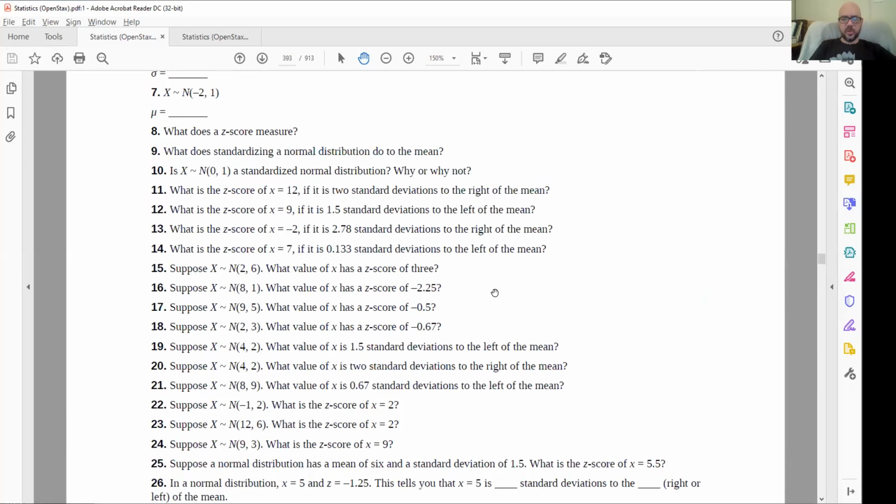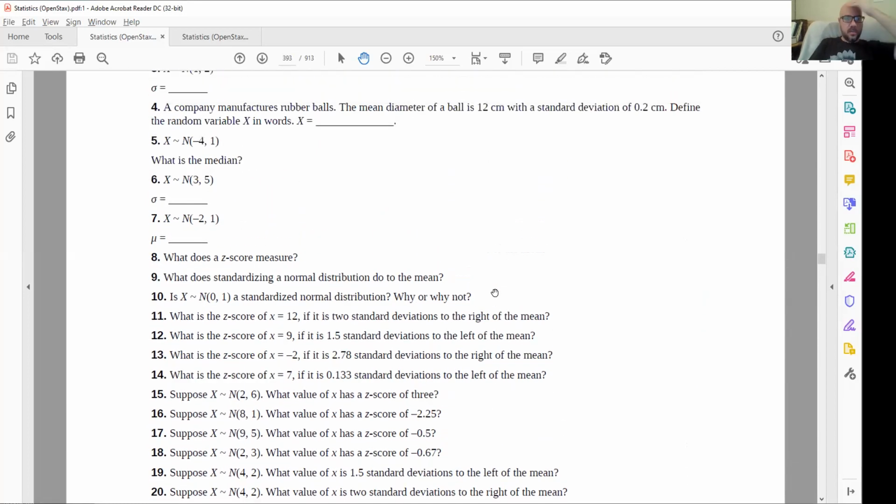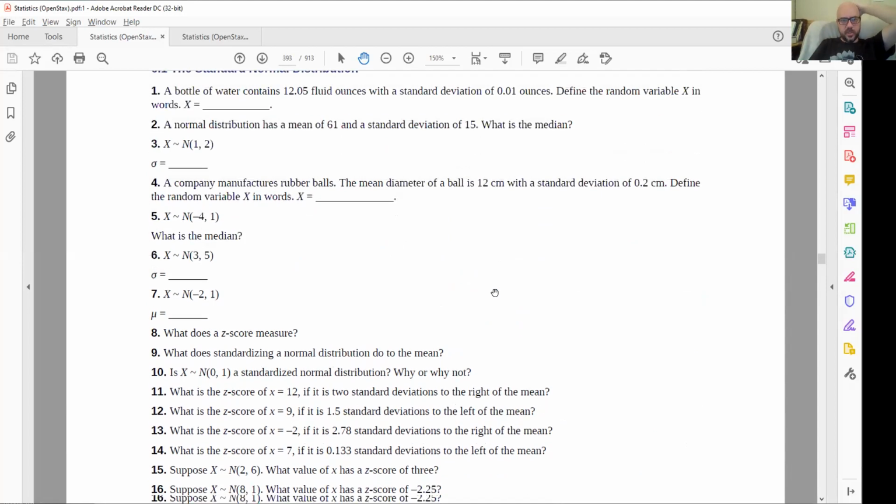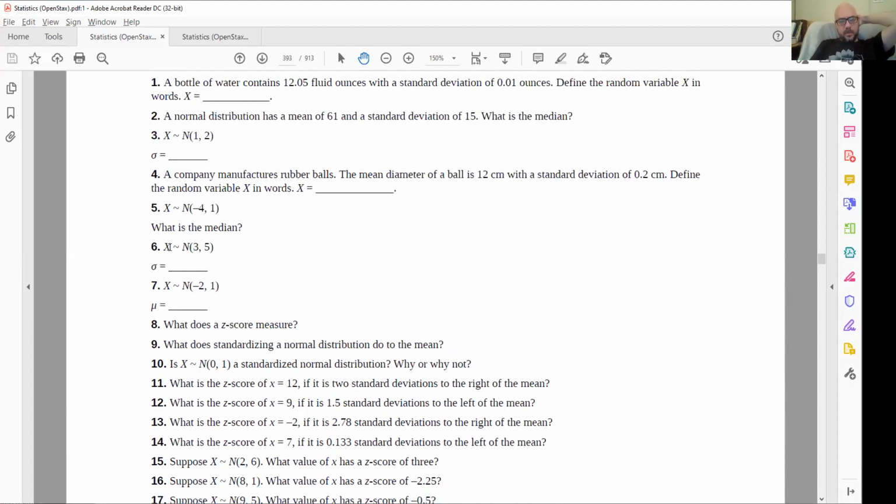There's a bunch of z-score questions I assigned here, and I like these a lot, personally. Well, I guess 6 isn't a z-score question. So we've got 6, 7, and 8. 6 is just, do you recognize the notation? This is a normal distribution with a mean of 3 and a standard deviation of 5. So sigma is 5. Mean here is -2, so mu is -2.